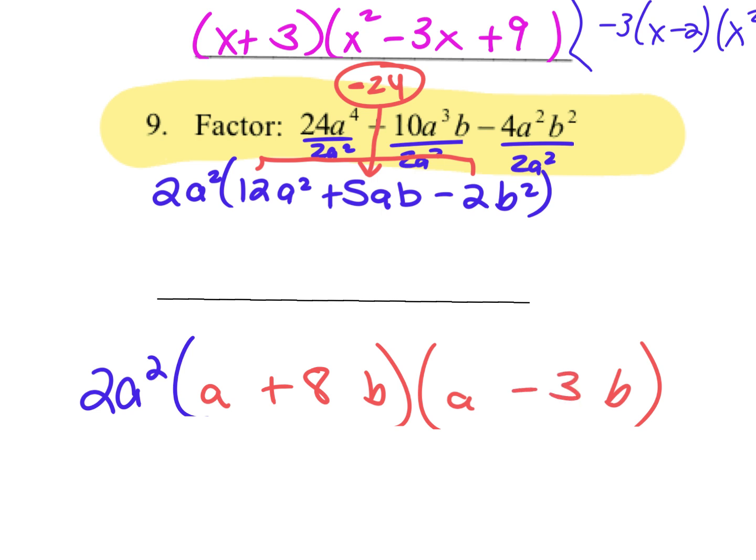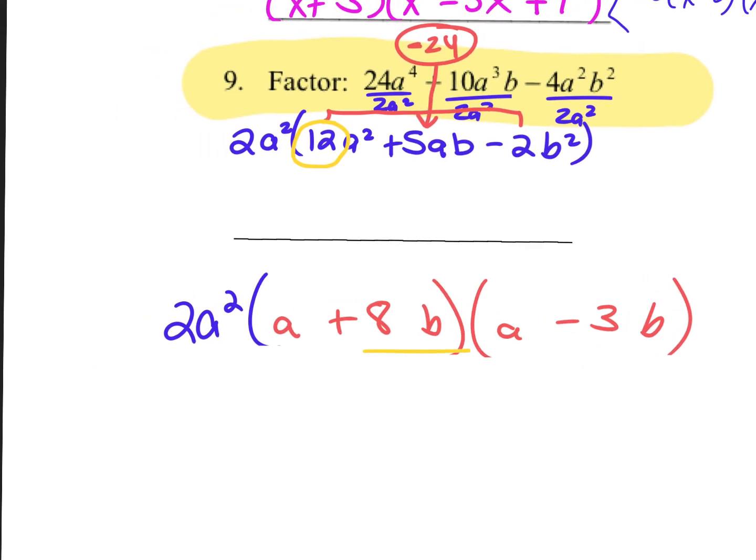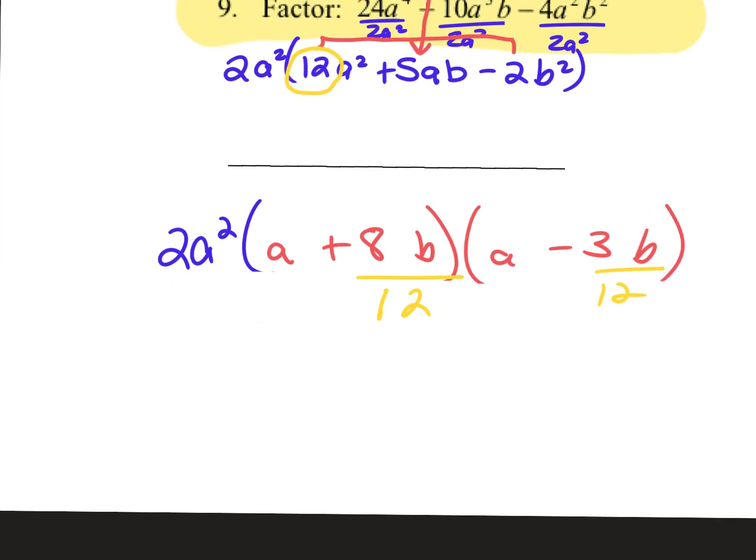What do I have to do since my a term is not 1? Divide both by what? 12. We already took the 2a squared out, it's already factored out. Now in this case, guys, neither of these divide pretty. Is that okay? Yes, you just simplify the fraction. What number goes into both 8 and 12? 4. So this would become a 2, and this would become a what?